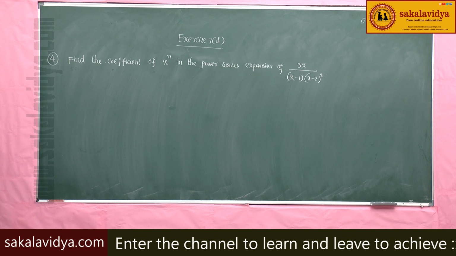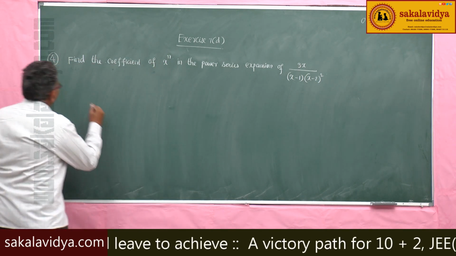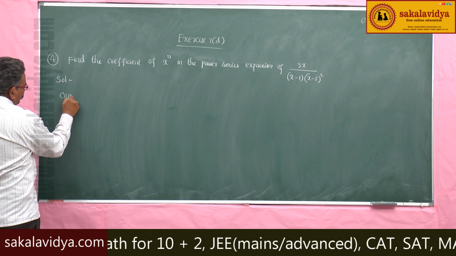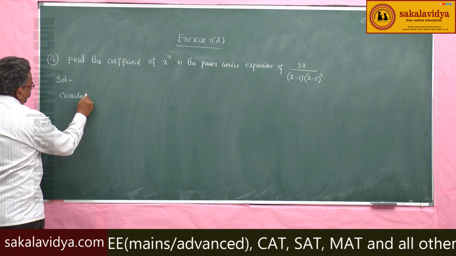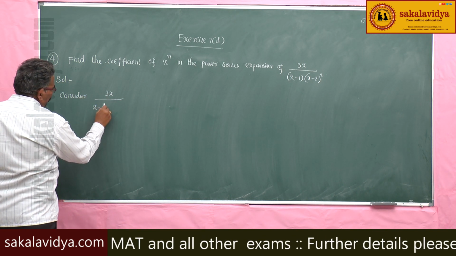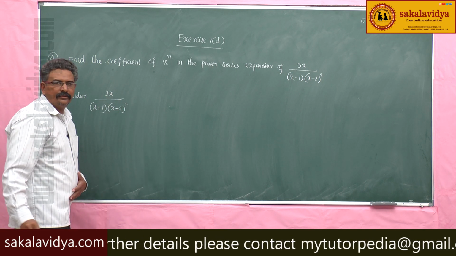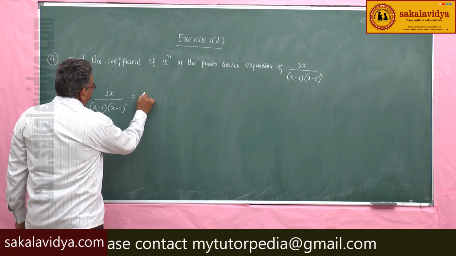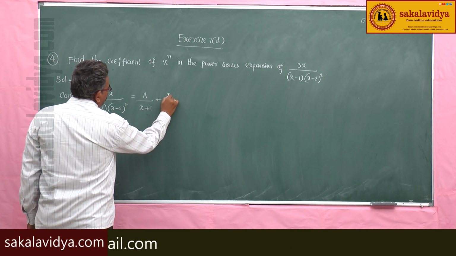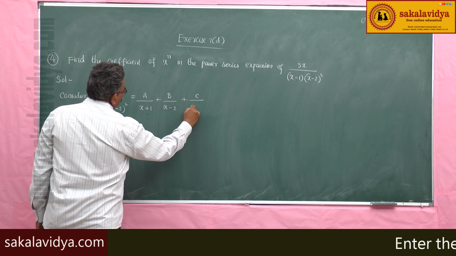Okay, just let us find out in this one x to the power of n coefficient value. So now consider 3x by (x minus 1) into (x minus 2) whole square. This we can write A by (x minus 1) plus B by (x minus 2) plus C by (x minus 2) whole square.